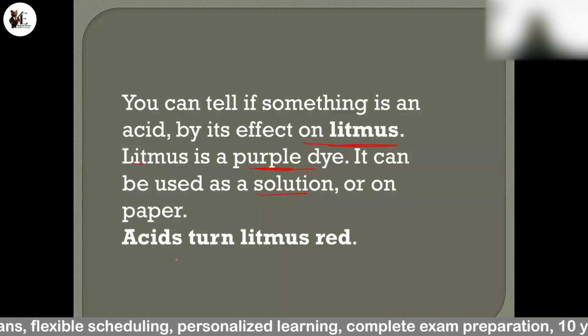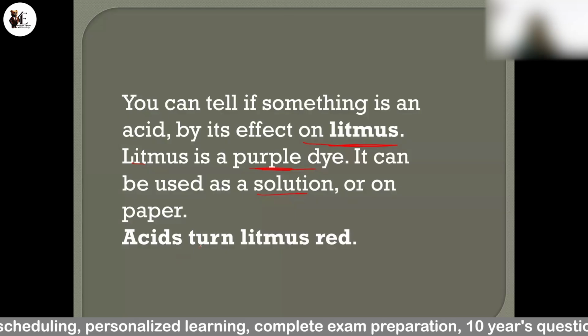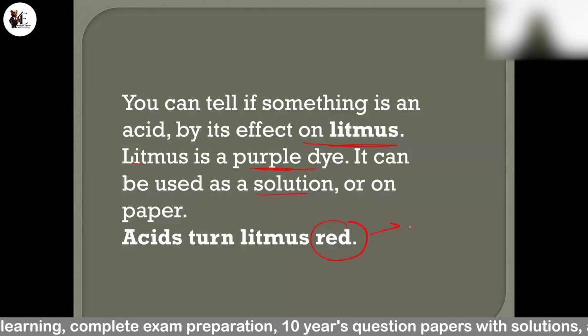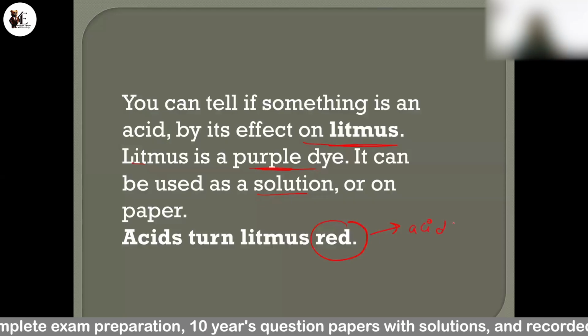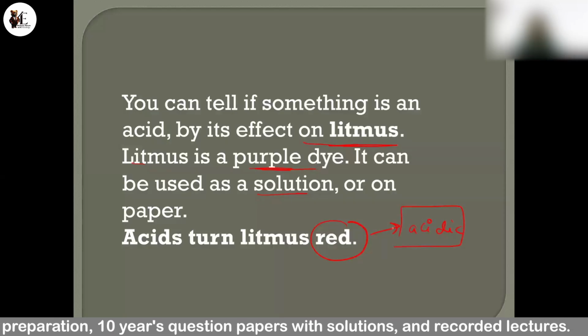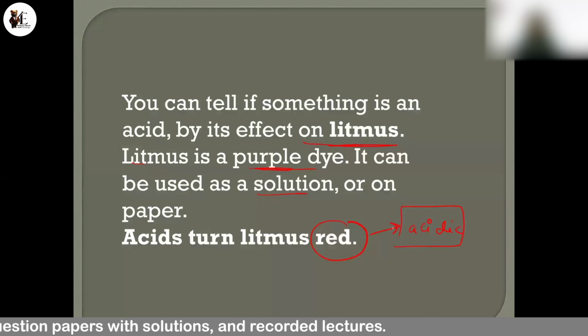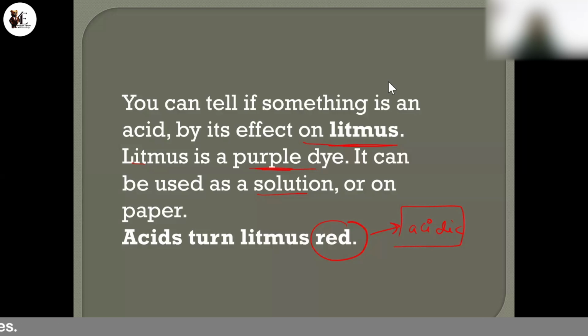So if we take any unknown solution and put it on the litmus paper, if the color of the litmus paper changes to red, then we say that your solution is acidic. So what you have to remember is that acids turn litmus paper red. When litmus is turned red, we know that yes, acids are present. What is litmus? It is a purple dye. So the question may land up: how can you tell if the substance is an acid by using a litmus paper? So you can easily answer this question in your exam.